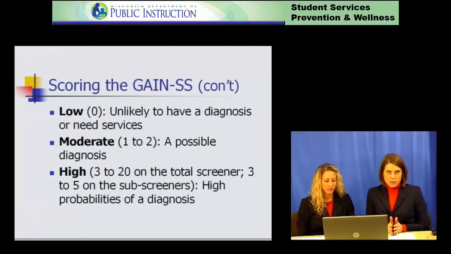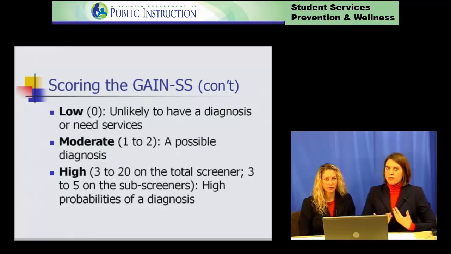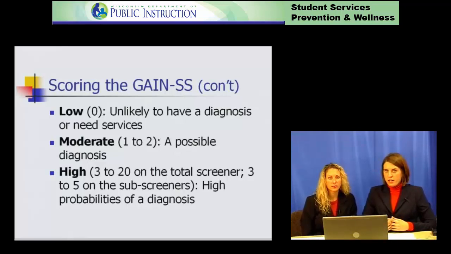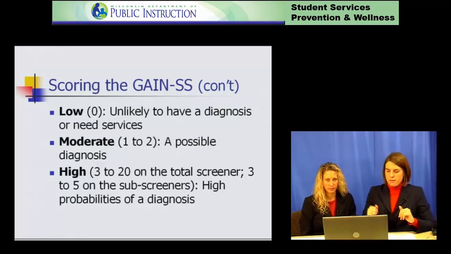Once you have the scores complete, we divide these into 3 separate categories. Someone with a low score, or a 0, is unlikely to have a diagnosis if given further assessment. Someone with a moderate score, or a 1 or a 2, would possibly have a diagnosis if they were given some further assessment or intervention. And someone with a high score, which would be 3 to 5 on a subscreener, or 3 to 20 on the total disorder screener, has a very high likelihood of a diagnosis if you were to delve further into their problems.